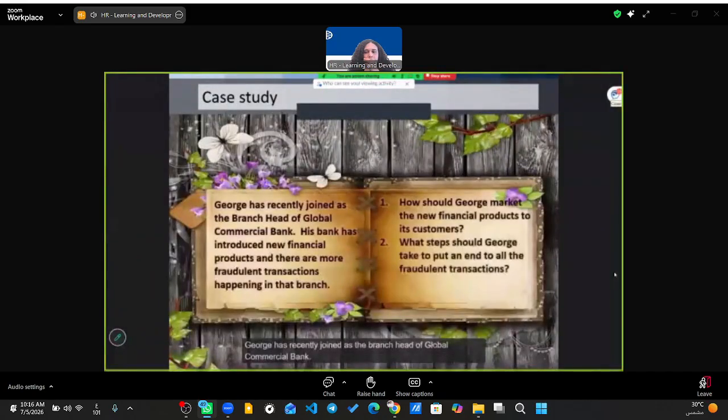George has recently joined as the branch head of Global Commercial Bank. His bank has introduced new financial products, and there are more fraudulent transactions happening in that branch. How should George market the new financial products to its customers? What steps should George take to put an end to all the fraudulent transactions?